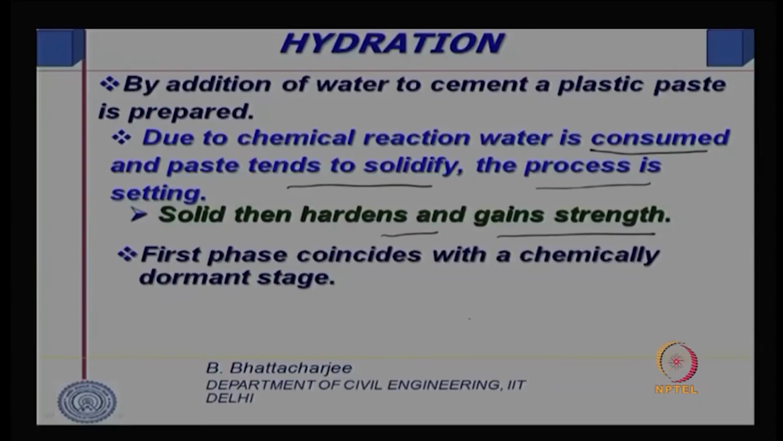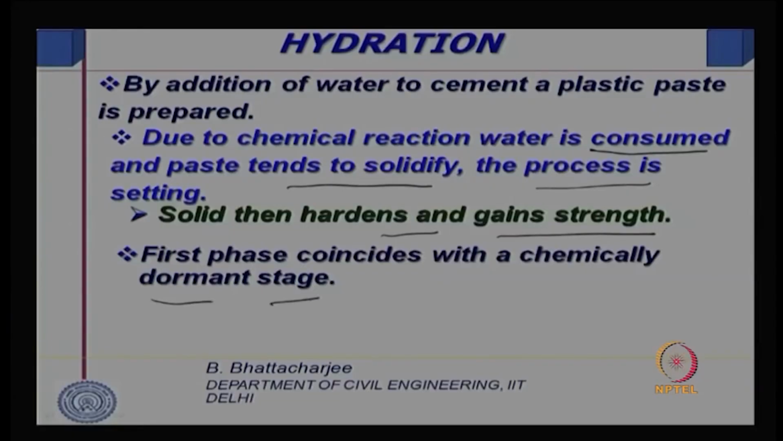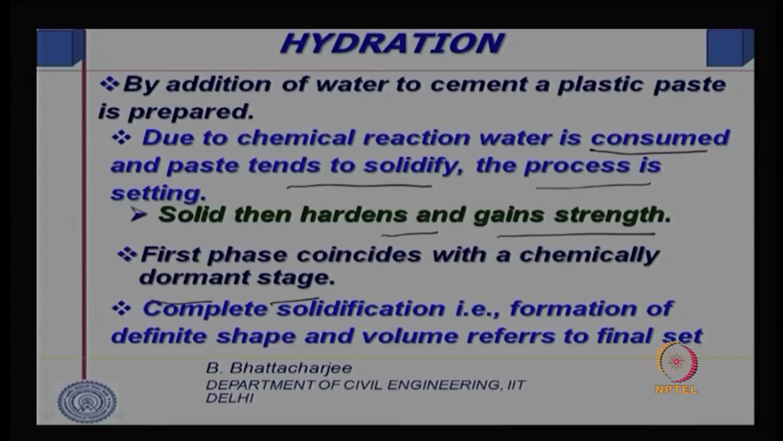The first phase of this solidification coincides with the chemically dormant period, we call it the chemically dormant stage, and complete solidification with formation of definite shape and volume refers to final setting. That means a solid has a definite shape and volume. So, when you mix cement and water, it forms a plastic kind of paste. This gradually solidifies, and when it attains a definite volume and shape, fully solid, we call it final setting has occurred.